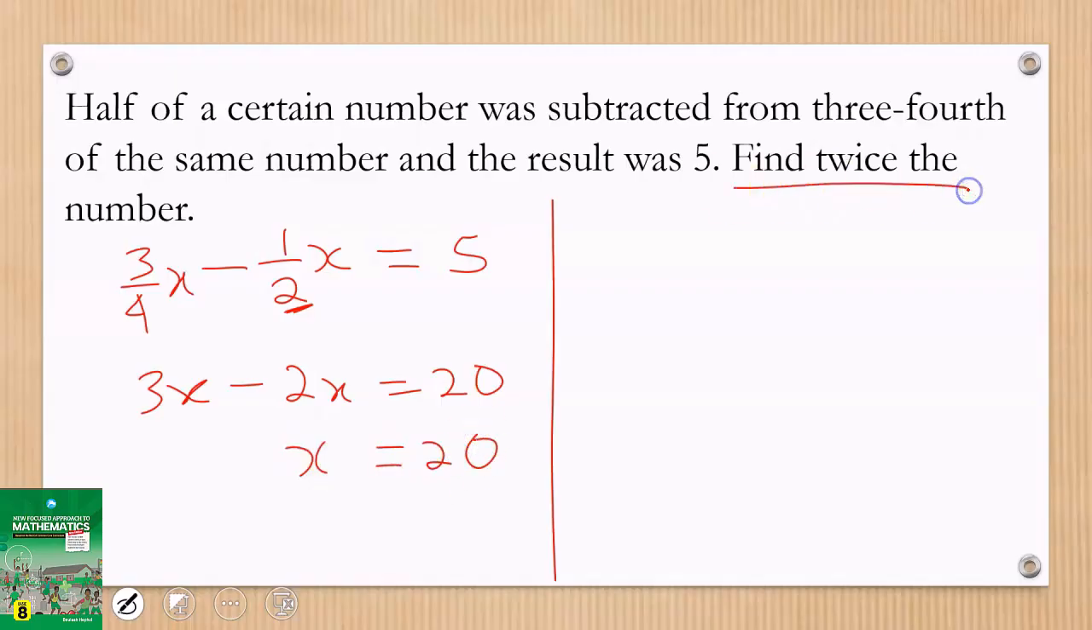The question is to find twice the number. So twice this number is going to give us 40, and that is the answer.